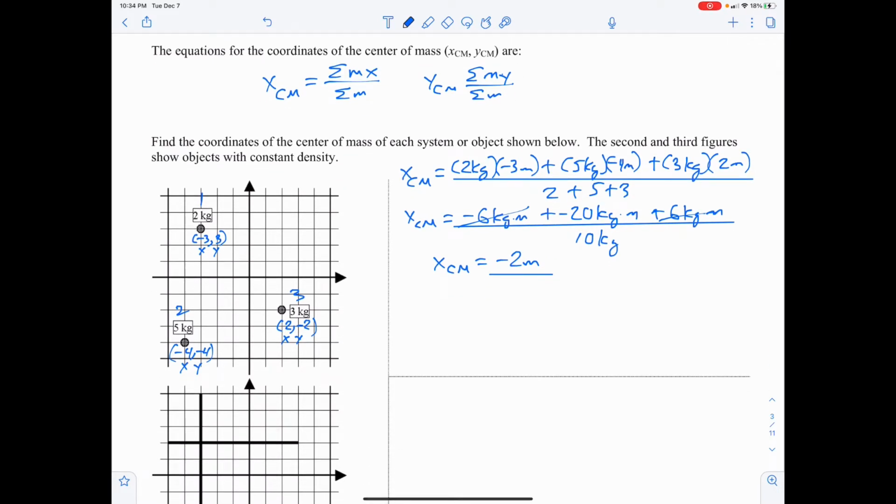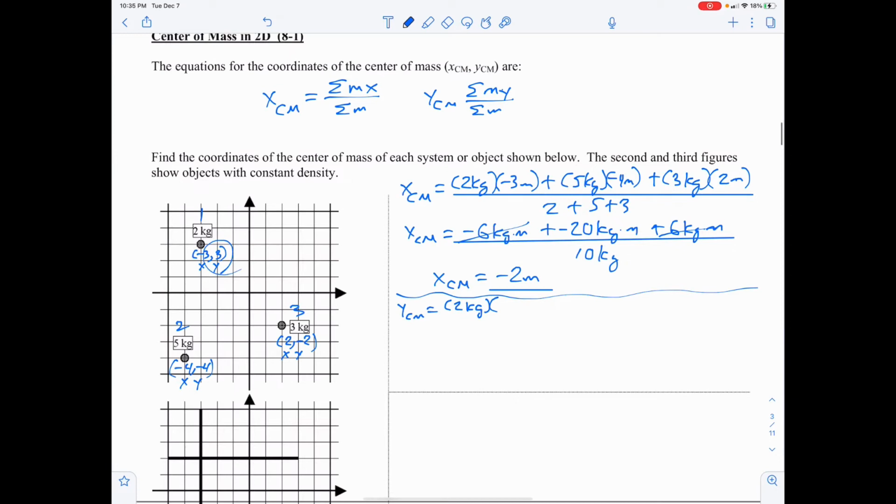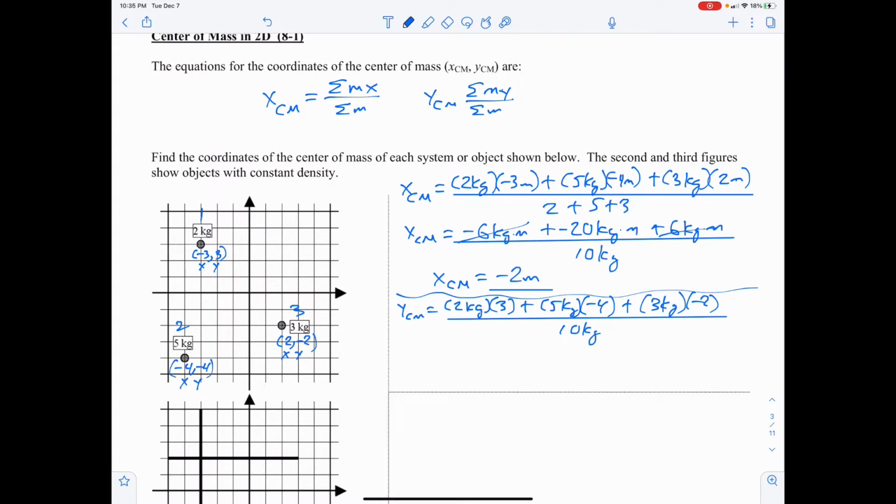Now we're just going to repeat this whole process in the y direction. So the y center of mass is exactly the same masses, but different positions. 2 kilograms times the y position, which would be 3 meters, plus 5 kilograms times negative 4, plus 3 kilograms times negative 2. All divided by the same 10 kilogram system of masses, that is.